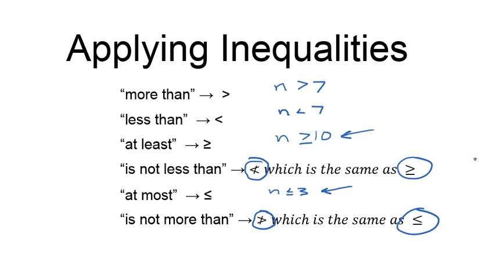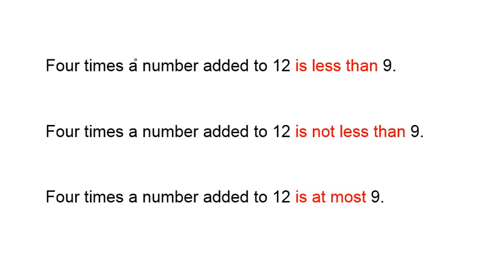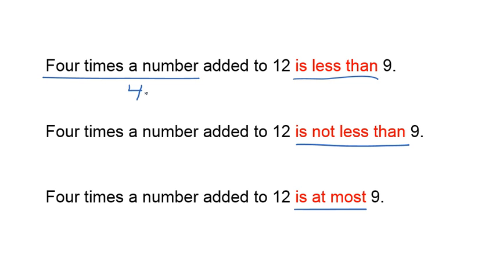So let's look at just a few translating sentences. These are all the same except for the phrasing right here. This one says is less than, is not less than, and is at most. So let's do our translating. When I look at the phrase 4 times a number, that's 4 times n, so I can write 4n. Added to means plus. 12 is 12. Now, is less than translates to is less than 9.